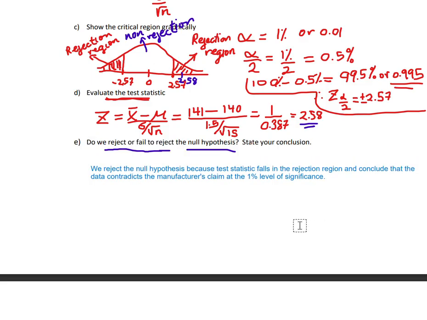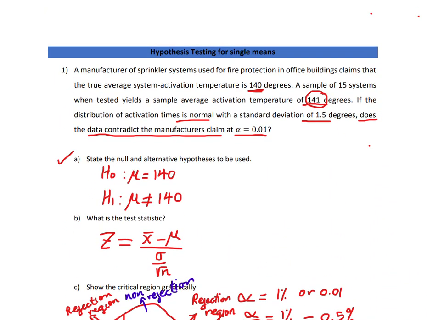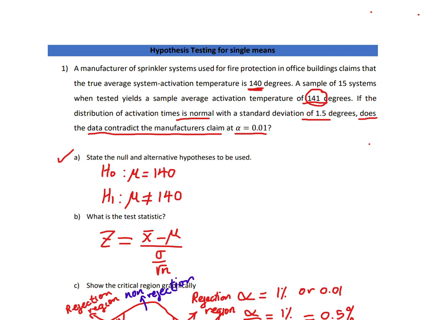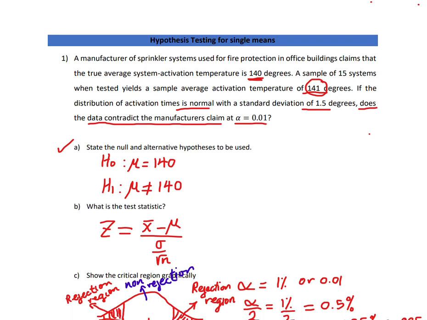And that concludes this illustrative lesson on hypothesis testing for means. In particular, we looked at a two-tailed test problem this time around.